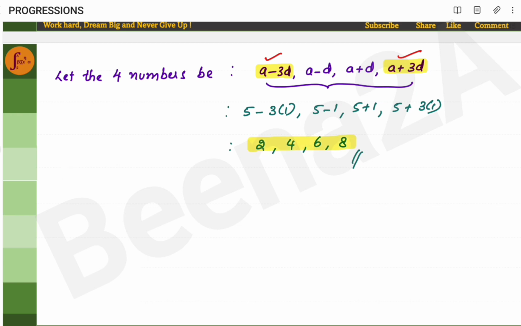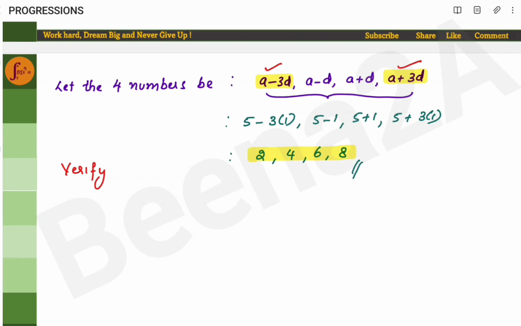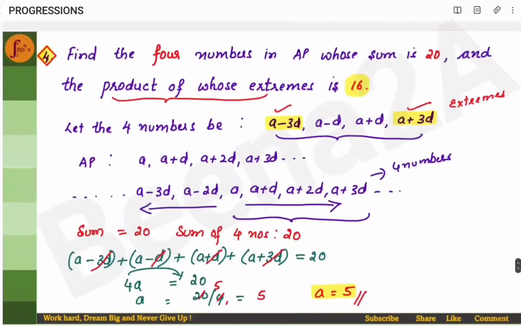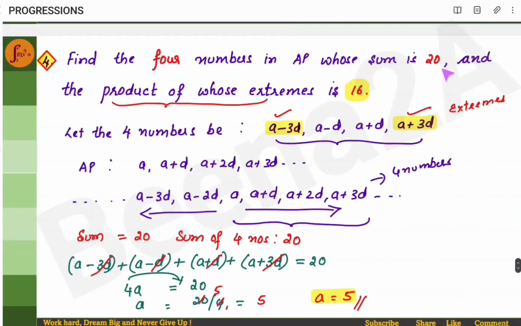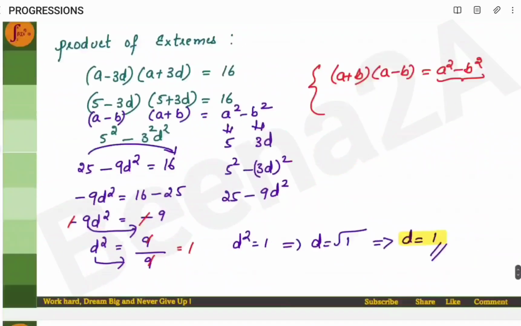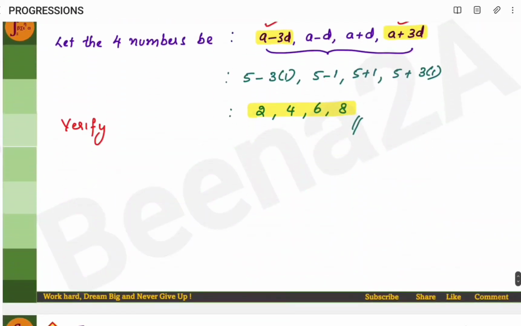You can verify if the answer we have got is correct or not. Sum of the 4 numbers. What was the sum of total numbers? The sum of 4 numbers is 20. So when I add up the 4 numbers, I should get 20. Let me add and see: 2 plus 4 plus 6 plus 8. What is 2 plus 4 plus 6 plus 8? 6 plus 6 is 12, 12 plus 8 is 20. So we have got it.